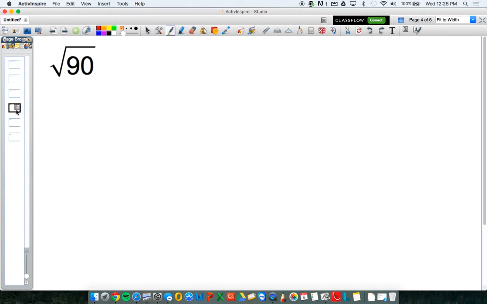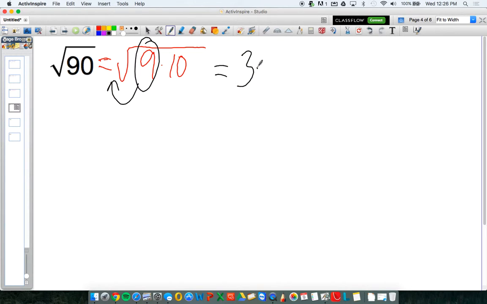90. 90 is one of these numbers that's kind of factor-rich. There's a lot of things you could do. You could do 3 times 30, 9 times 10. But I suggest to you that you find the highest perfect square possible within a number. So we're going to do 9 and 10. 9 times 10 gives us 90. 9 is a perfect square, so it's going to come out. So we're going to have 3, and then maybe something left in the radical.